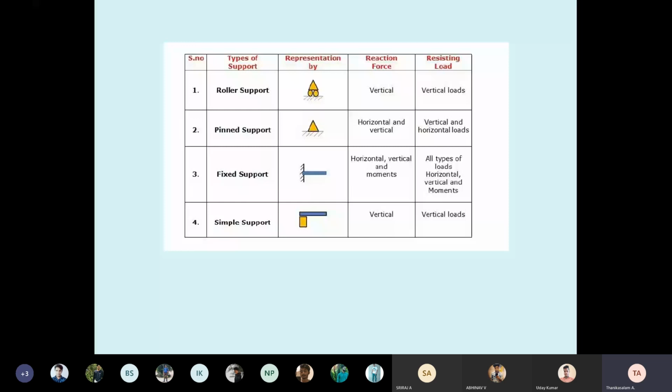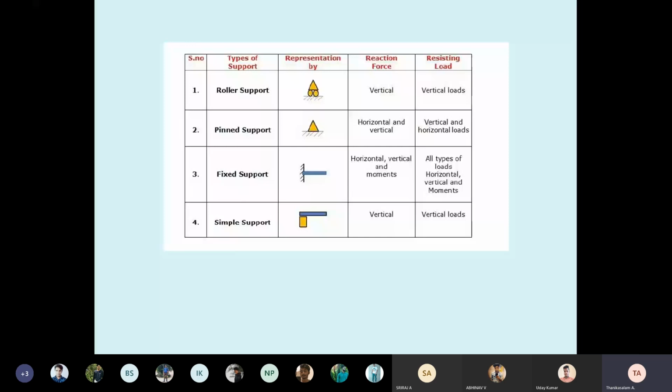Next support, pinned support, or hinged support. You see the sharp edge. Another example: we can see a hinge support in girls' ear studs. The stud is also called a pin joint or hinge support. It gives two reactions, horizontal reaction and vertical reaction. That means it resists the body from falling down in the horizontal and vertical directions.